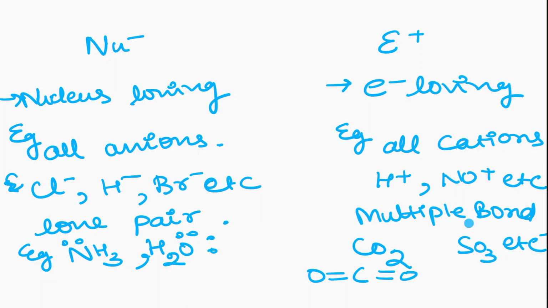So the basic difference between the electrophile and the nucleophile is that the electrophiles are the species which love electron, and nucleophiles are those species which love positive charge or are nucleus loving. Okay, all the nucleophiles are the species which have a lone pair in it and have anionic charge on it. Okay, the electrophiles are those species which have cationic charge, meaning which have the positive charge, and multiple bonds. So this is how I differentiate between the electrophile and nucleophile.